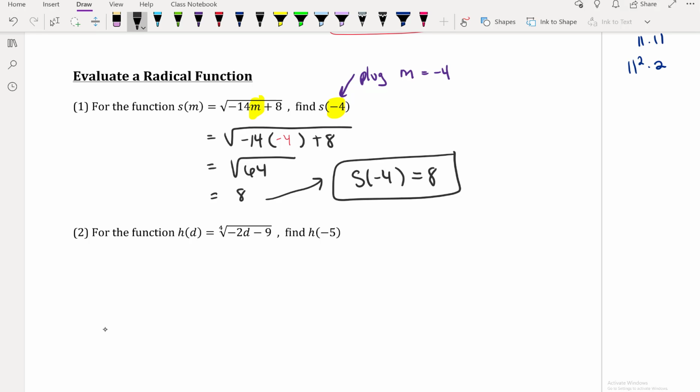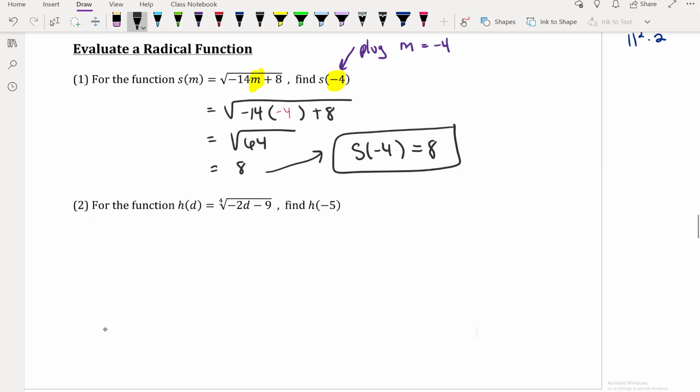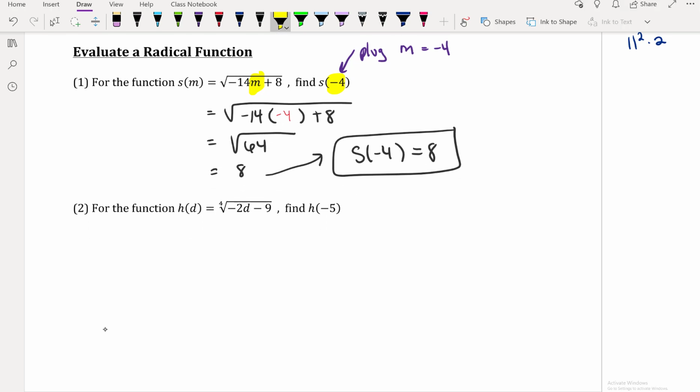So let's see if we can do that again for number 2. It's the same process. So now we have my function h, and what I'm plugging in for my d value is this -5. So here, plug d is equal to a -5 into this equation. So I'm going to have, and notice my index here is 4, so that's a little bit different. Now I'm working with a 4th index.